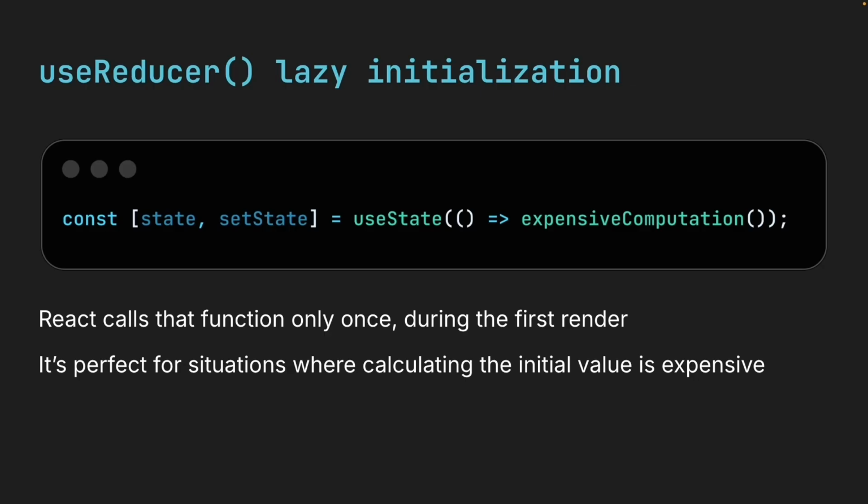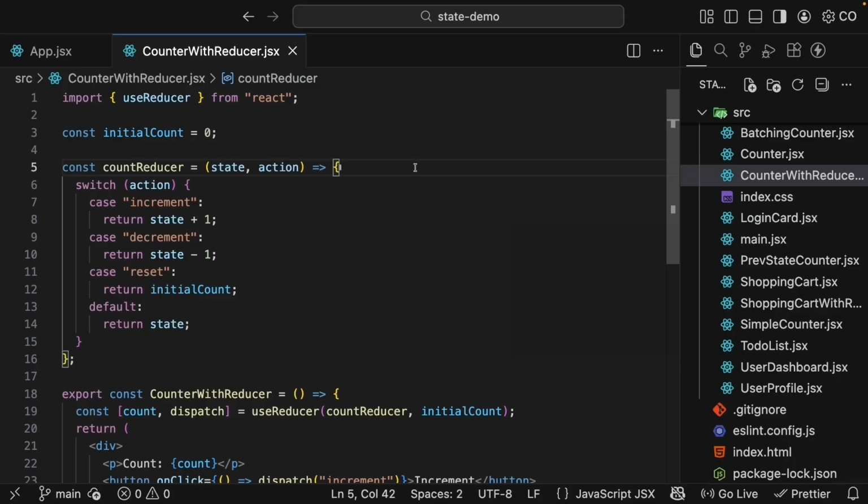Well, guess what? useReducer has this feature too. The pattern looks a little different, but the idea is exactly the same. Let me show you. We will stay with our counter example for now. This time, instead of always starting from zero, imagine we want the counter to start from a value stored in local storage. For example, a value saved from a previous session.